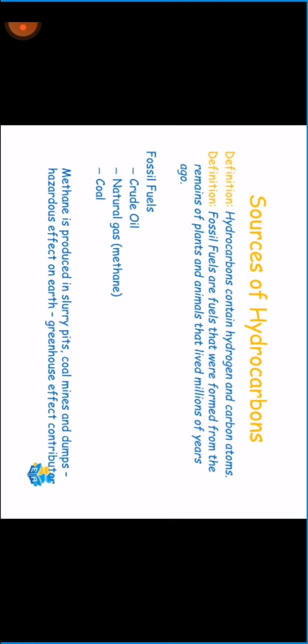So first of all, definition. What are hydrocarbons? Because hydrocarbons are the central point of fuels. So hydrocarbons contain hydrogen and carbon atoms. So their molecules are compounds that contain hydrogen and carbon atoms. And then fossil fuels. Fossil fuels are fuels that were formed from remains of plants and animals that lived millions of years ago. And examples of fossil fuels include crude oil, methane, natural gas and coal.